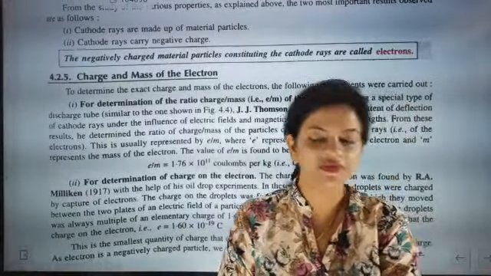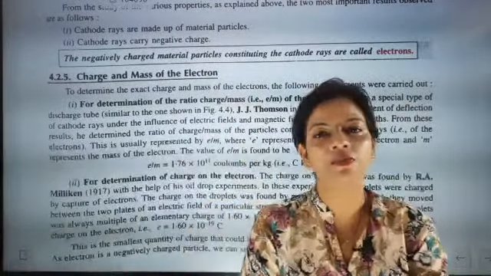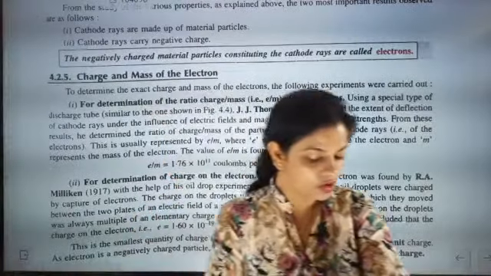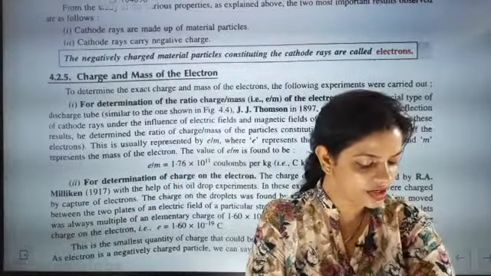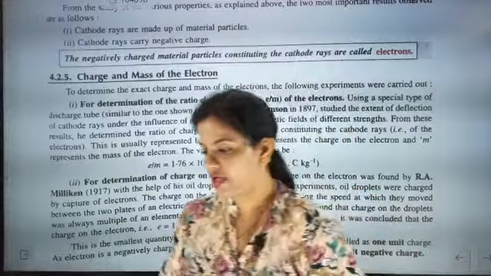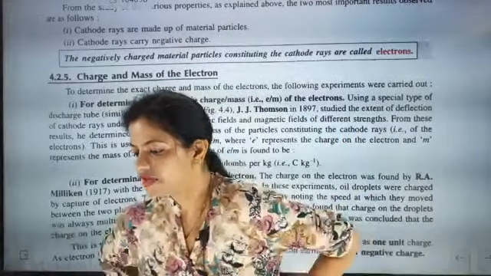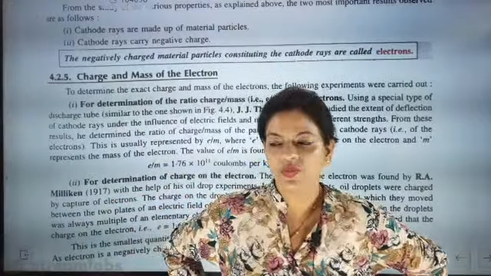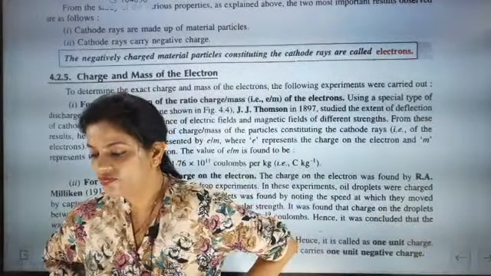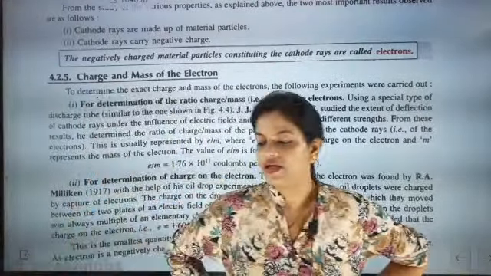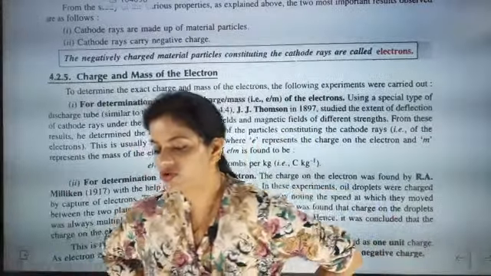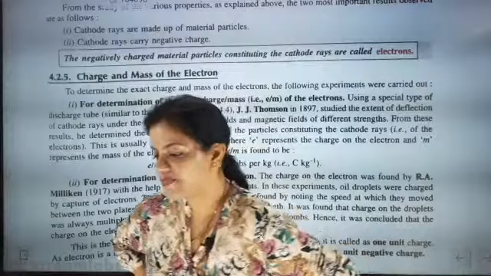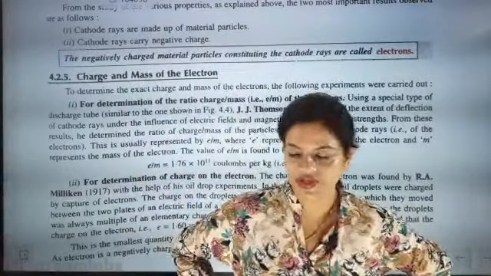Actually, the anode rays were coming from the anode. Am I true or false? Very good, Sharmila, Shrutika, Vishal. Absolutely correct. It's exactly false. Anode rays were not coming from the anode. That statement is absolutely false. Next question.